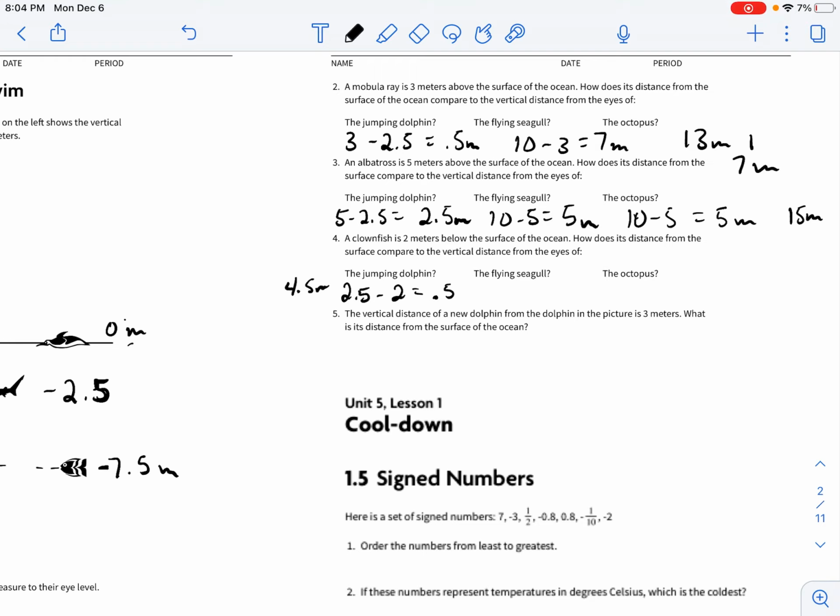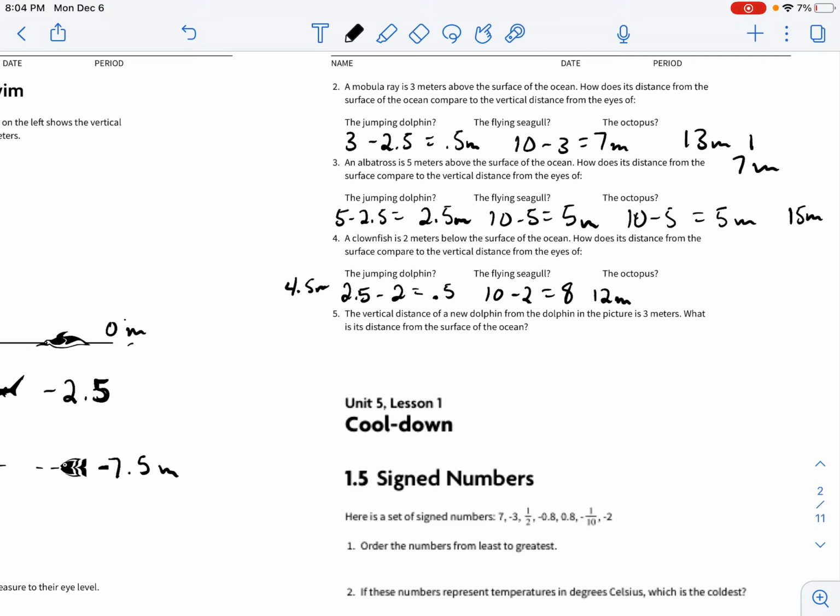So the questions aren't necessarily all that specific about what exactly they want. So here are 2 ways that I see it to answer it. The flying seagull would be negative 2, so 10 minus 2 equals 8. Right, the seagull is 8 meters further away from sea level, or you could say they are 12 meters apart.